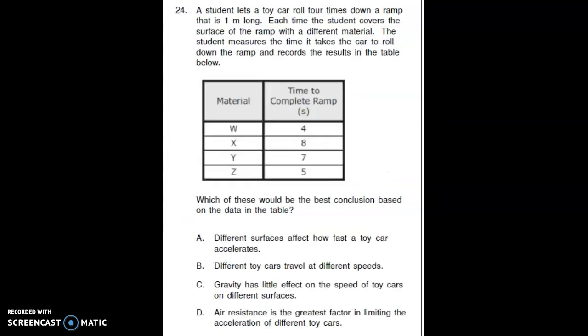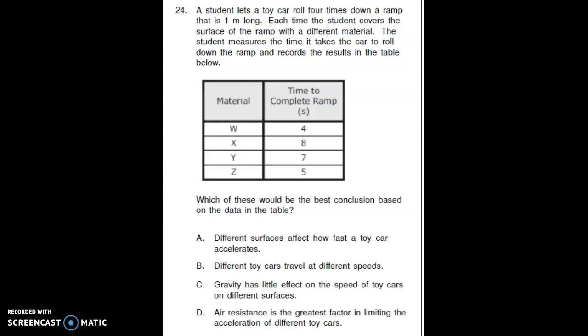Question 24. A student lets a toy car roll 4 times down a ramp that is 1 meter long. Each time the student covers the surface of the ramp with a different material. The student measures the time it takes the car to roll down the ramp and records the results in the table below. Which of these would be the best conclusion based on the data in the table?